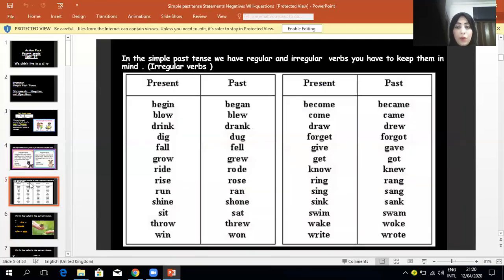I want to give you examples of irregular verbs. You have to remember them, study them, and listen to them again and again. For example, begin, began; drink, drank; ride, rode; run, ran; write, wrote; wake, woke; swim, swam; sing, sang; ring, rang; know, knew; get, got; give, gave.